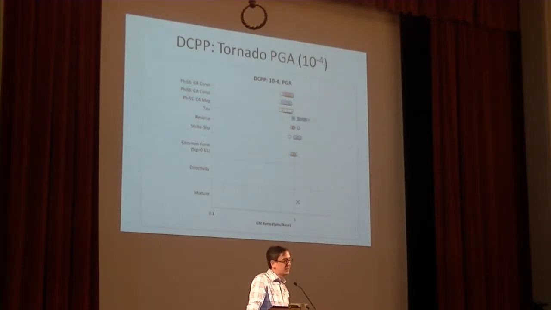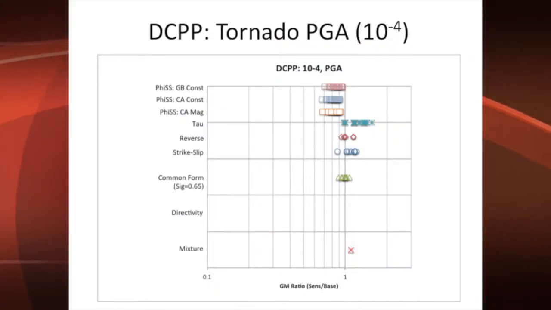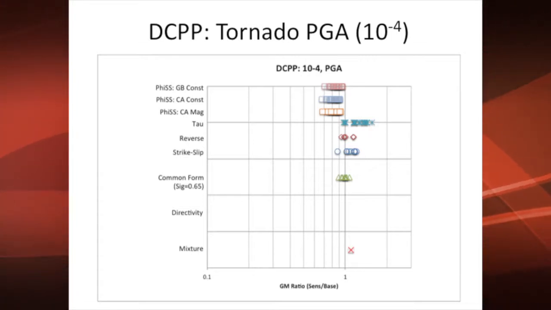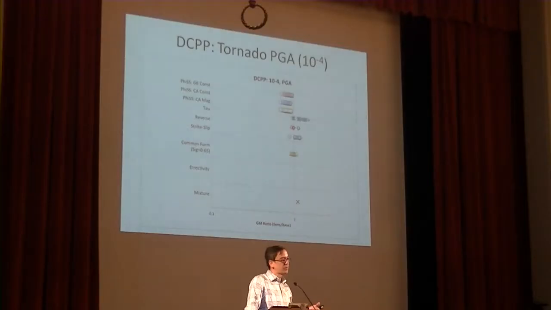So I've got 3 PSS cases: the global constant, the California constant, the California magnitude dependent. As you can see, all of those ratios relative to the base case are less than 1, so it's a reduction. Then the next one is the tau model, so that's an increase, as I mentioned before, and I think as Linda showed yesterday, there are several models which had a tau lower than what she's proposing for the tau model. Then the next 2 branches on the tornado plot are the reverse case. So this is, again, the individual GMPEs for the reverse source classes relative to the base case.